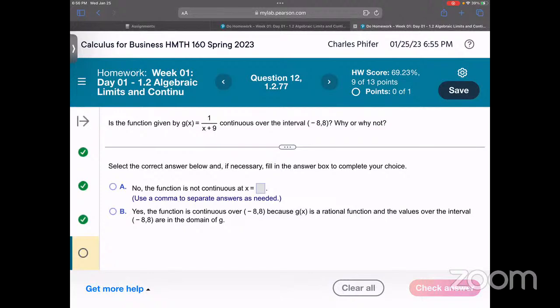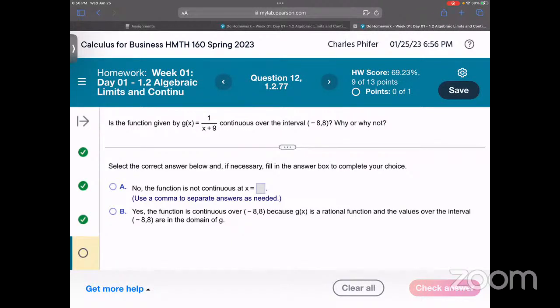We got a solid, I don't want to keep you past 7:10, so we have just under 15 minutes. Is this function continuous over the open interval -8 to 8? Why or why not? Okay. So this is a rational function.